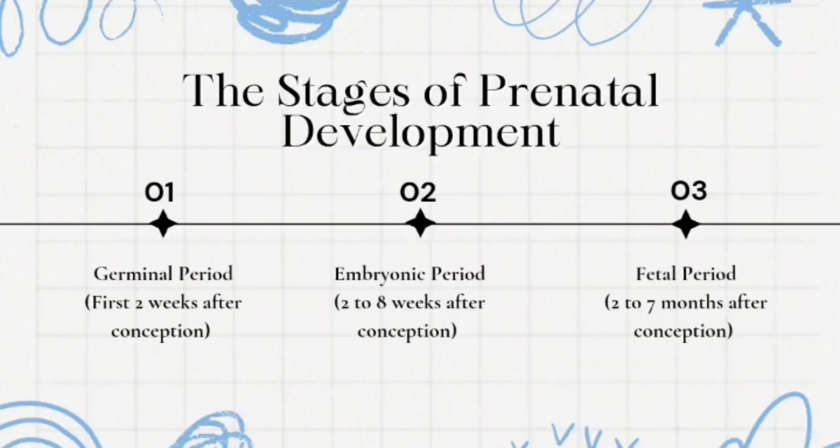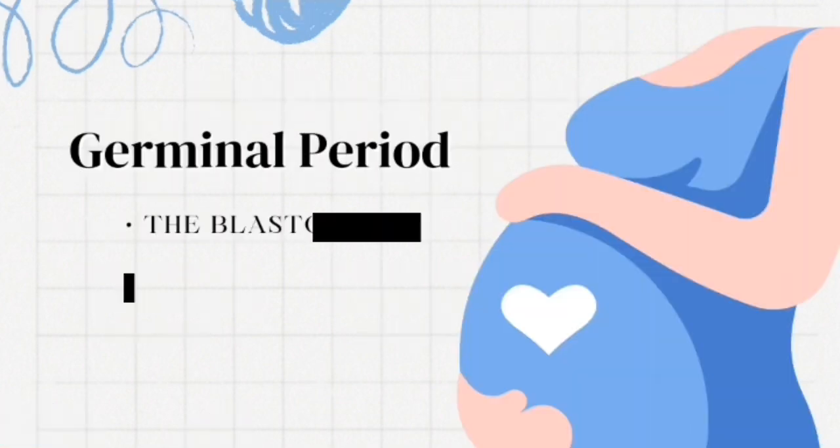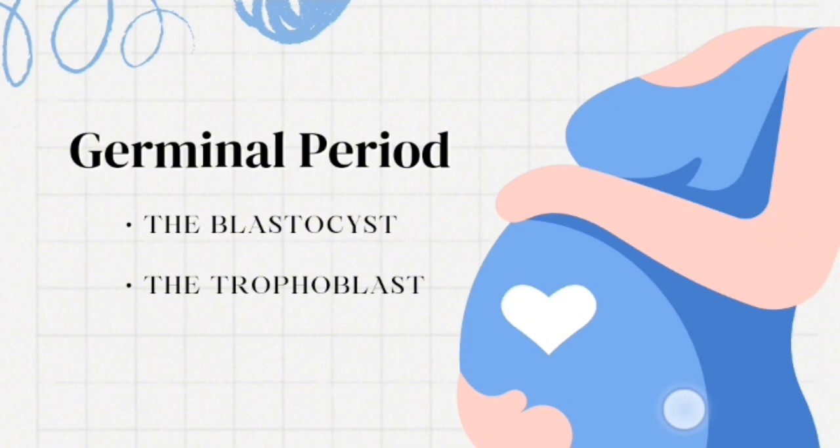Prenatal development is divided into three periods. First was the germinal period, second was the embryonic period, and lastly the fetal period. So let's proceed to the germinal period. Germinal period, or the first 2 weeks after conception. This includes the creation of the zygote, continued cell division, and the attachment of the zygote to the uterine wall.